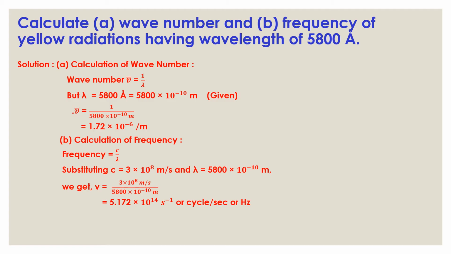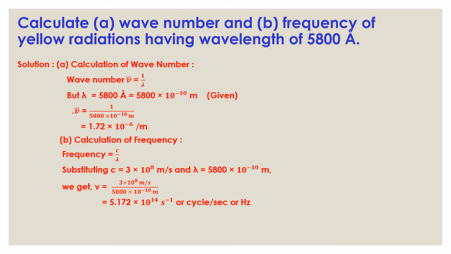For calculating wave number, we know that wave number is equal to the reciprocal of wavelength. Here we have been given the wavelength, that is 5800 angstrom. We can write it in terms of meters, that is 5800 multiplied by 10 to the power minus 10 meter. Now for calculating wave number, we just have to divide 1 by the wavelength. After dividing, we get the wave number 1.72 × 10^6 per meter. This is the unit of wave number.